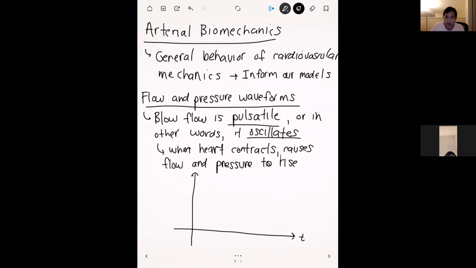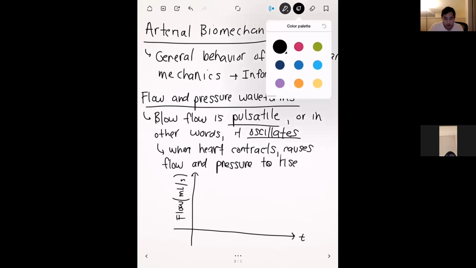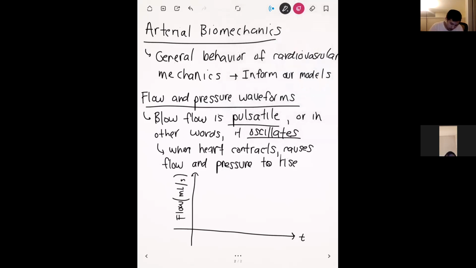Here on the x-axis is time. So this is a waveform observed over time, and on the y-axis is going to be flow. The typical units of flow that we measure in the cardiovascular system are usually milliliters per second. Often the flow waveform looks something like this. I'll draw it in red. At first, the flow is going to go up. Then you have a little bit of reverse flow, and then the flow kind of goes down like that.